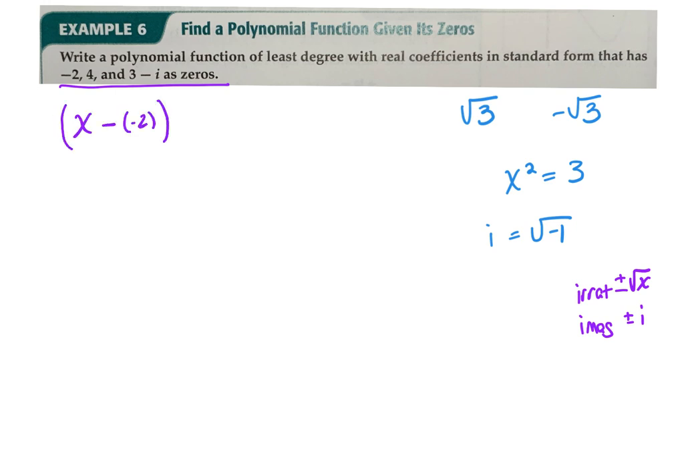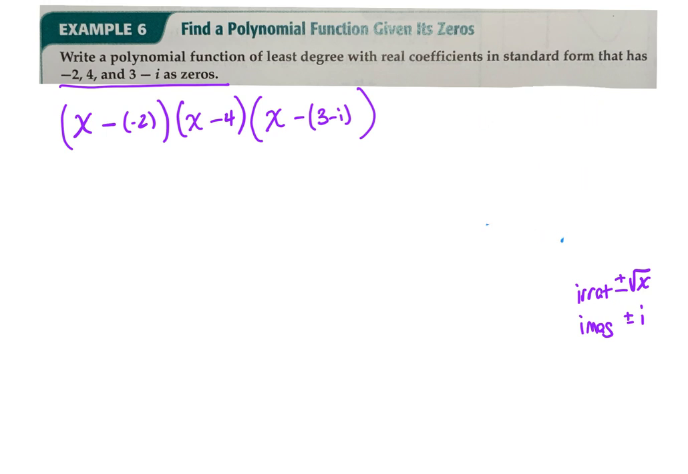That's actually going to be what the factor is. X minus the 4, that's going to be a factor. X minus the 3 minus i, that's going to be a factor. And then we also have to consider the positive and negative piece of it. So we have to say x minus 3, and we have to do the opposite, plus i.